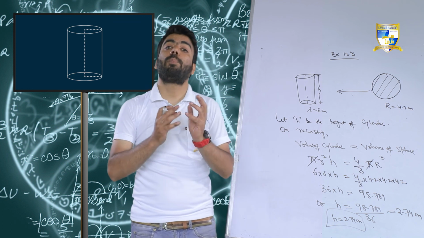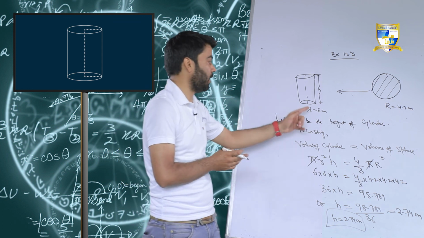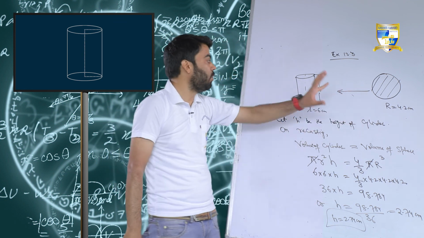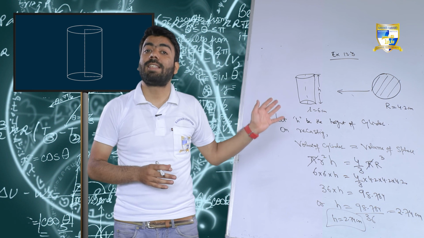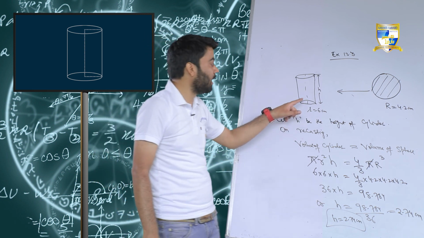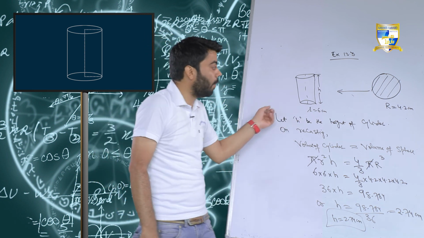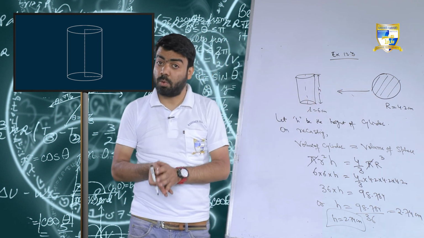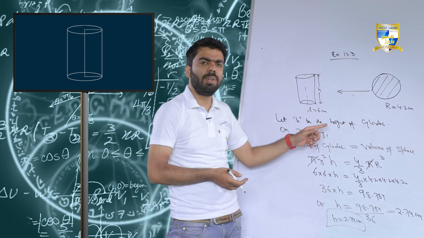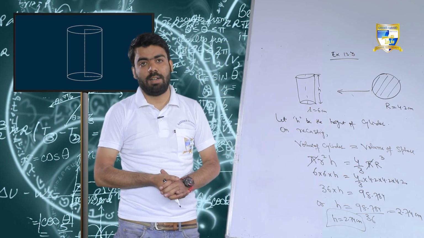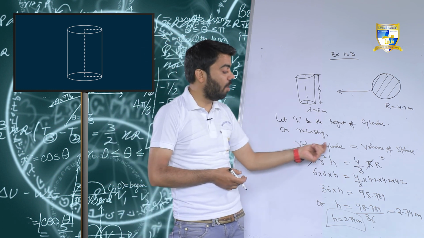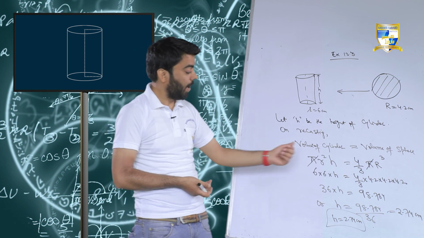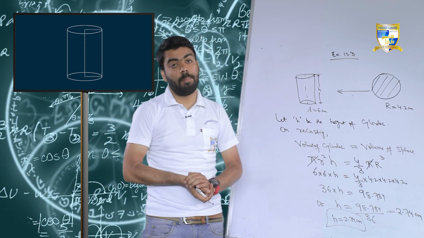But there is a process. Which process? Recasting process. On recasting, we convert this sphere totally into a new object. And the new object is a cylinder. And we know that the radius of the cylinder which we got from the sphere is 6 centimeter. But the question says, if the radius is 6 centimeter, find the height of the cylinder. We did only one thing: volume of cylinder is equal to volume of sphere. Then use the formulas. Pi r square h is equal to 4 by 3 pi r cube.